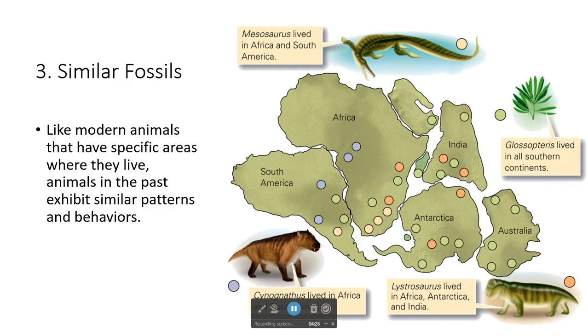Mesosaurus is a marine reptile that lived in Africa and South America, two very distant places. Glossopteris is a plant that lived in all southern continents only and no northern continents. Lystrosaurus lived in Africa, Antarctica, and India, and then Cynognathus lived in Africa and South America.